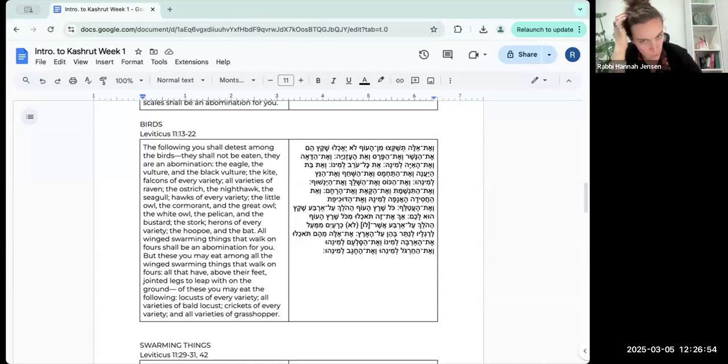All wing swarming things that walk on fours shall be an abomination to you. But these you may eat among all the wing swarming things that walk on fours: all that have above their feet jointed legs to leap with on the ground. Very specific category and description. So some of those are locusts of every variety, all varieties of bald locust, crickets of every variety, and all varieties of grasshopper. If you ever saw some people eat chocolate covered crickets, kosher, enjoy. So any kind of cricket, grasshopper, locust is fair game for the eating, all kosher. Good source of protein, definitely.